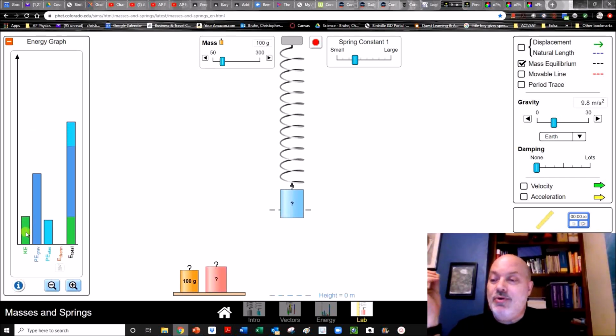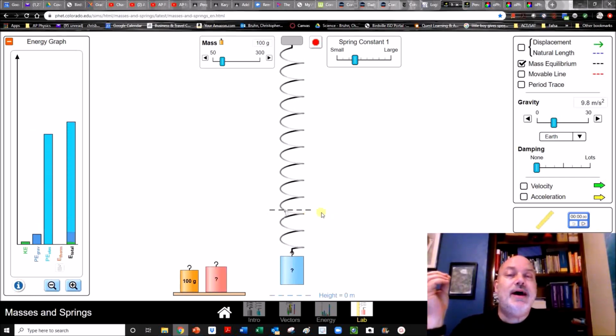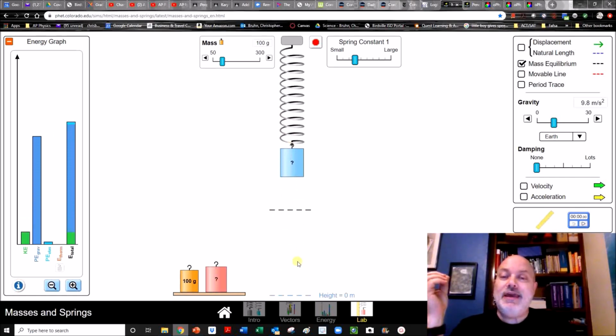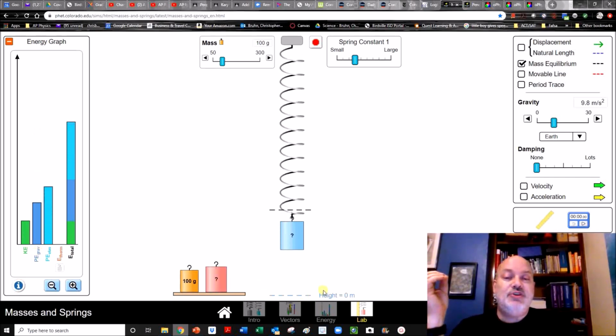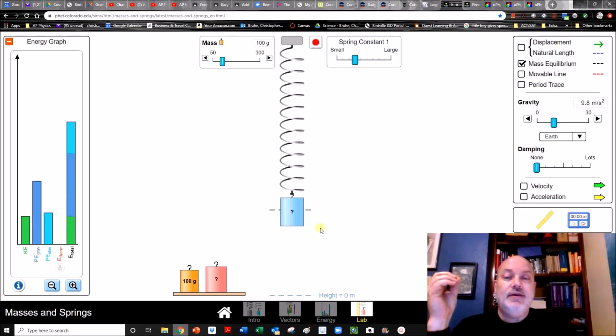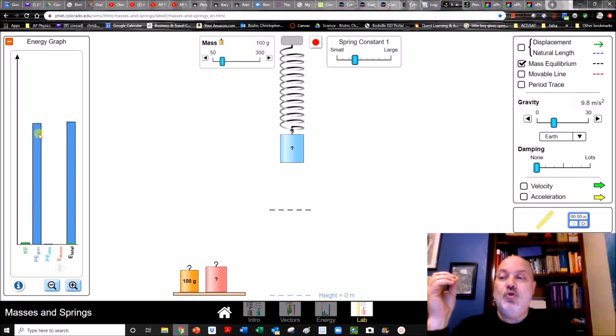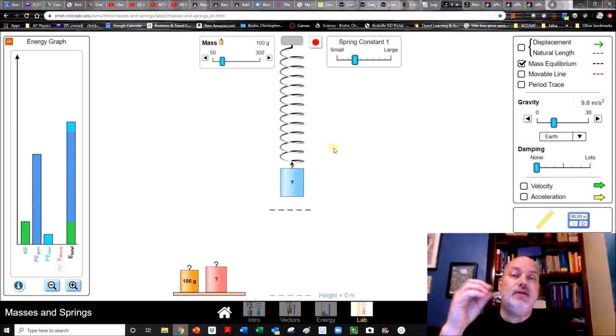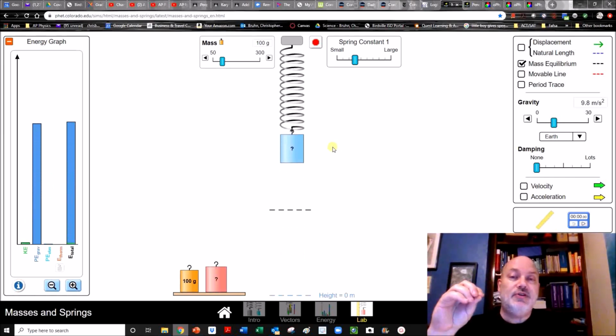Key thing to remember, kinetic energy is always still going to be maximum at the equilibrium and 0 when it stops at the ends. Gravitational potential is the same as before, mgh or mg delta y. Here's our 0 height, so the higher up it goes, the more gravitational potential energy it has. And then our elastic potential energy or spring potential energy depends on the stretch or compression of the spring.